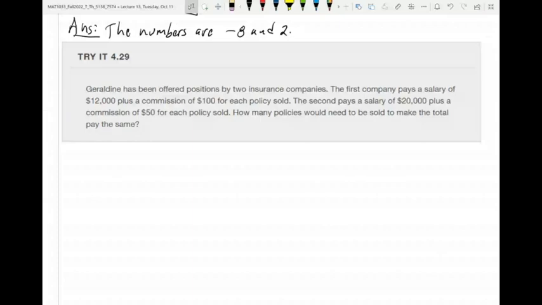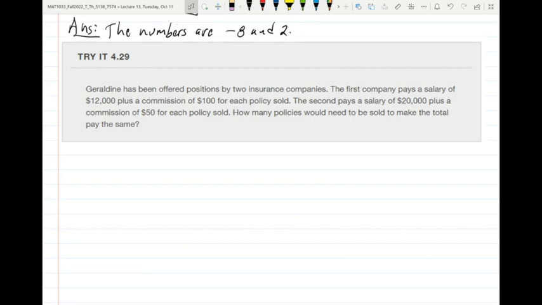Let's see. Geraldine has been offered positions by 2 insurance companies. The first company pays a salary of $12,000 plus a commission of $100 for each policy sold. The second pays a salary of $20,000 plus a commission of $50 for each policy sold. How many policies will need to be sold to make the total pay the same?